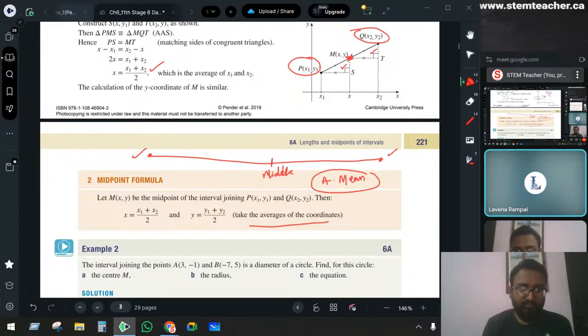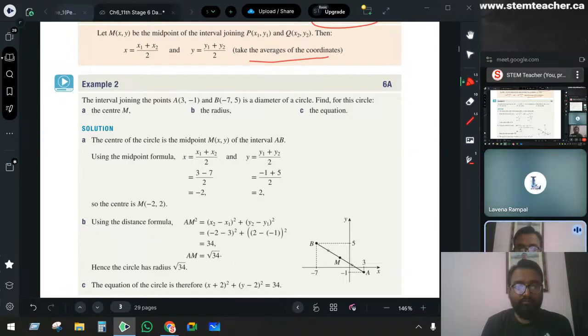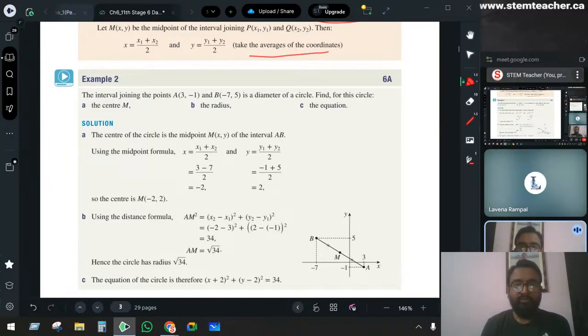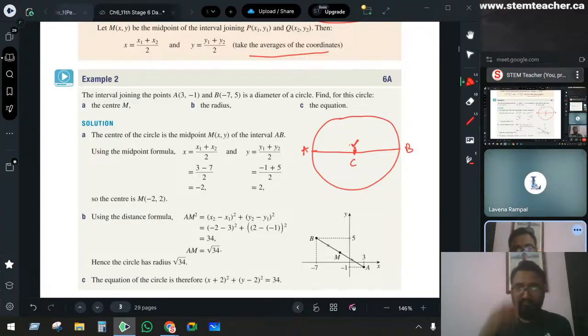Okay. So now, the interval joining a diameter of the circle. This is the point where the diameter of the circle forms. So he took this circle, and there is a diameter. This is the circle center, and this point is A, and this point is B. Then what is the center? A comma B are the terminals of the diameter.